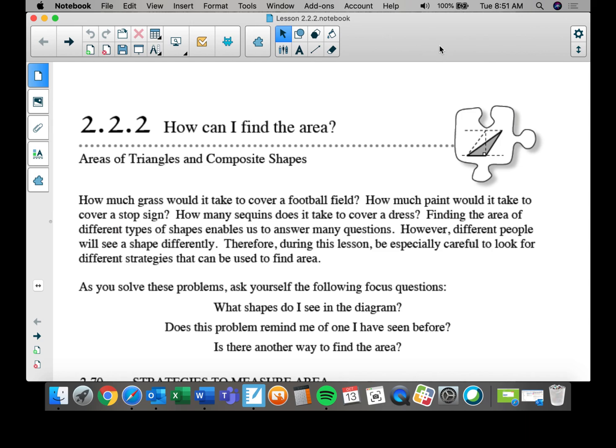We're now moving into the second section of chapter 2, where we're going to start talking about area for a couple of sections. Today we are going to be talking about area of triangles and also what are called composite shapes. Remember we've talked about how triangles are pretty much the basis of everything, so that's why we're starting with triangles.